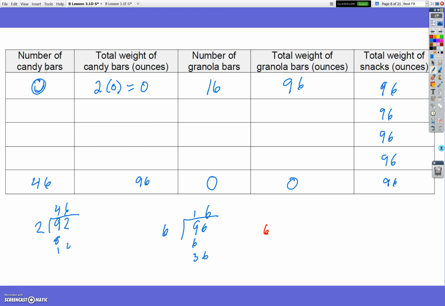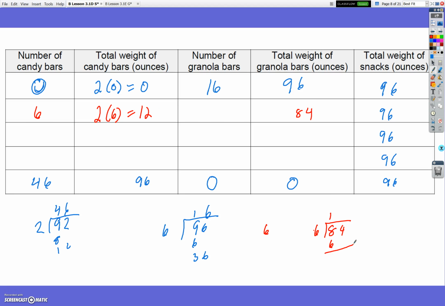So let's say I am going to bring 6 candy bars. That means it would be 2 times 6 for a total weight of 12 ounces. Now, if I am bringing 12 ounces worth of candy bars, how many granola bars could I bring? Well, I would have 84 ounces left to bring, because 12 plus 84 is 96. And if I divide that by 6 ounces per granola bar, let's see how many that would be.